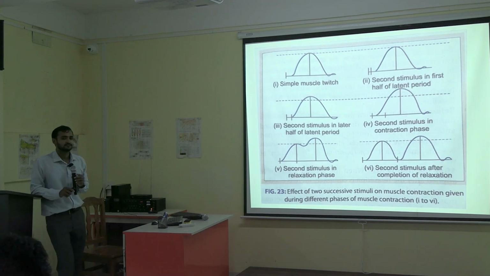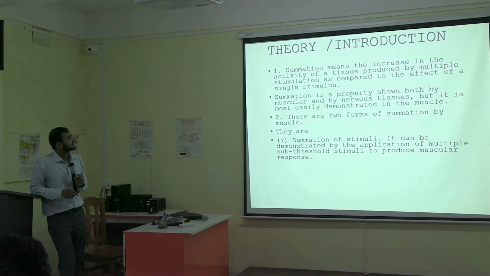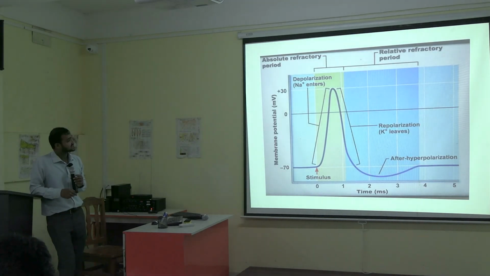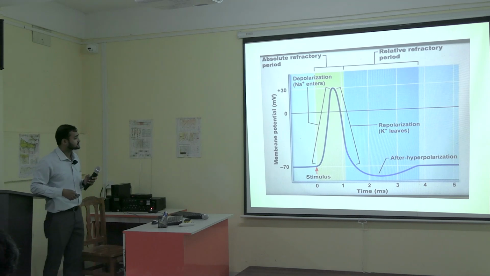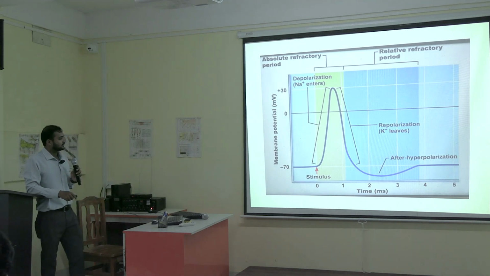So in the first half, what is there? The first half falls under the absolute refractory period. So the absolute refractory period starts from where to where? Tell. I told you. Listen carefully, I am repeating again. Suppose this is the resting membrane potential of a nerve cell.